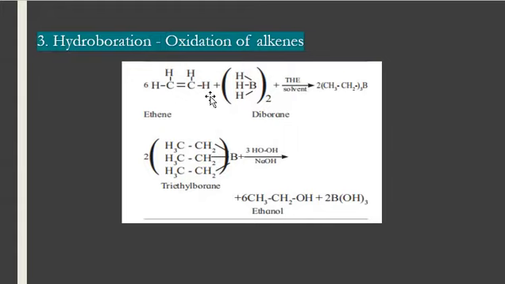This is the reaction. Let's suppose we have taken ethene here and we have added diborane. What we will get? We will get a compound which is called triethylborane, and on hydrolysis of triethylborane in the presence of alkali or in alkaline medium, we will be getting alcohol along with boric acid.